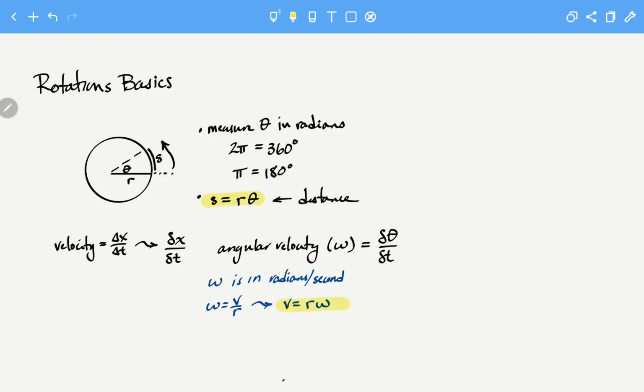So we're making analogies between linear understanding and angular understanding. All right, so this right here, this t, this would be your tangential velocity. So if you were to check your velocity at a specific point in time, that's what you get.